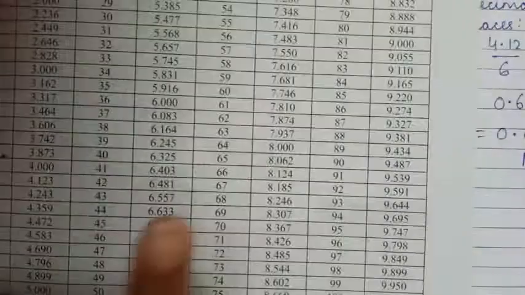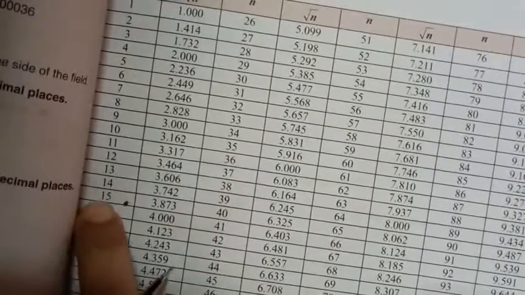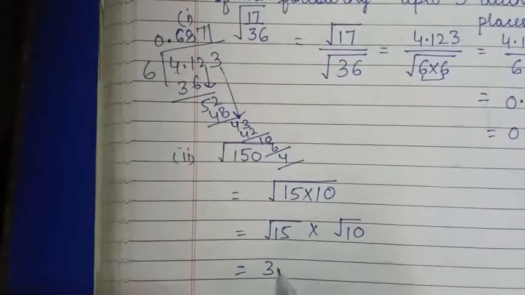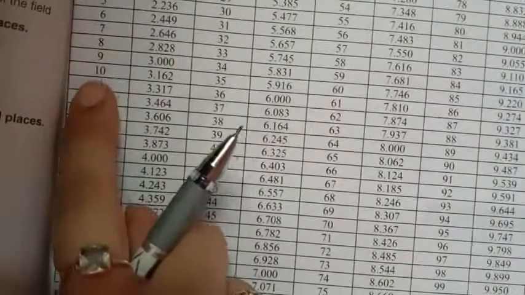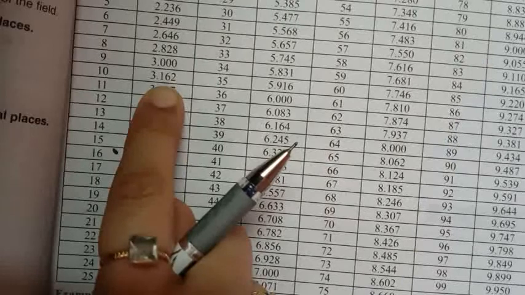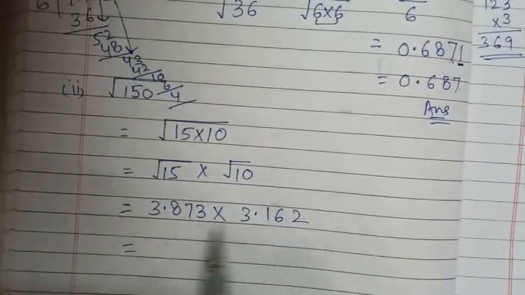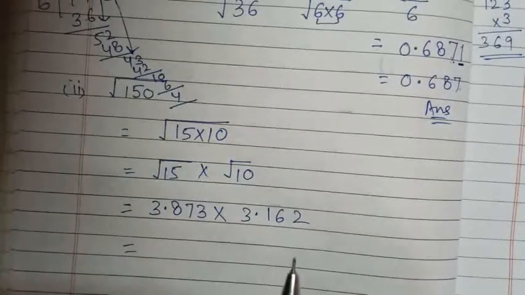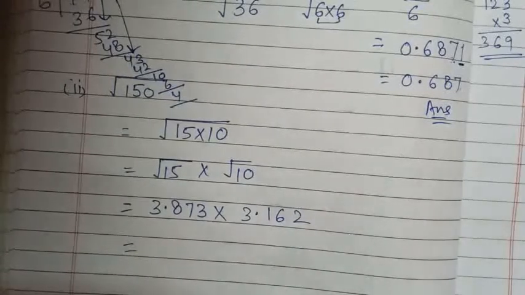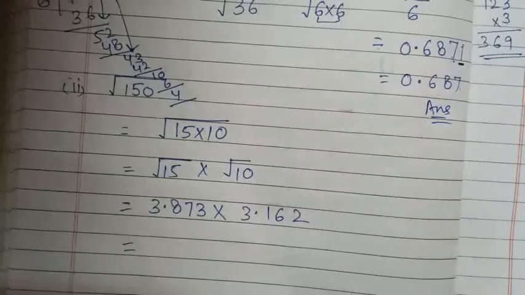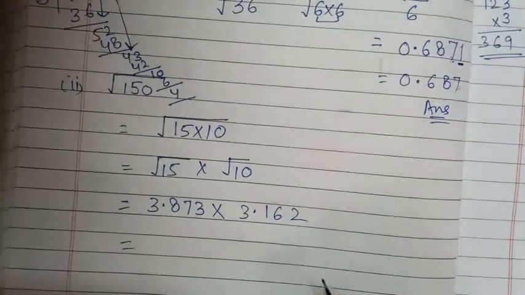Now I can find the square root of 15 with the help of the table. Where is 15? 15 is here, and the square root of 15 is 3.873, into the square root of 10, which is 3.162. Now I have to multiply them. You can multiply yourself, you know the multiplication, and you get the answer. You will check the 4th decimal place in order to find the correct answer up to 3 decimal places. Okay, the rest of the questions you can try yourself. We will discuss the problem. Thank you.